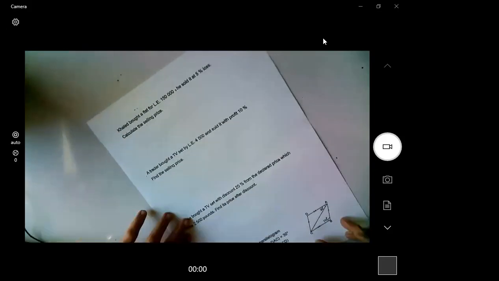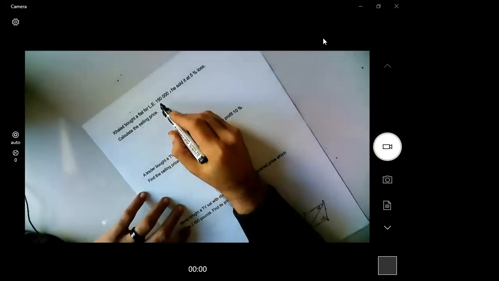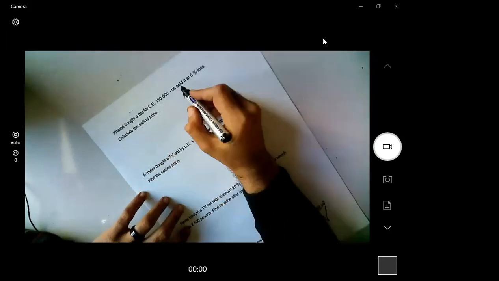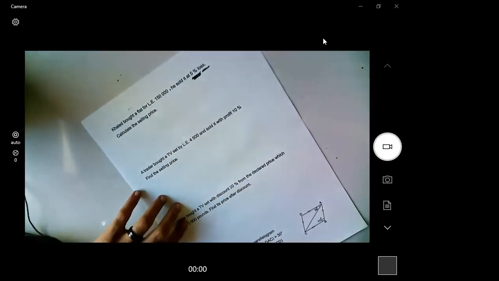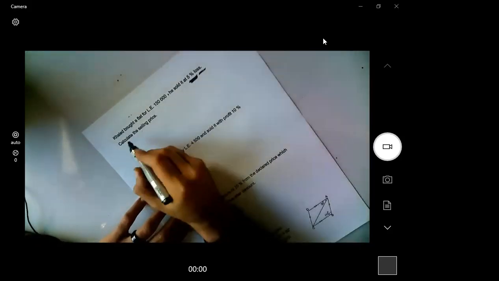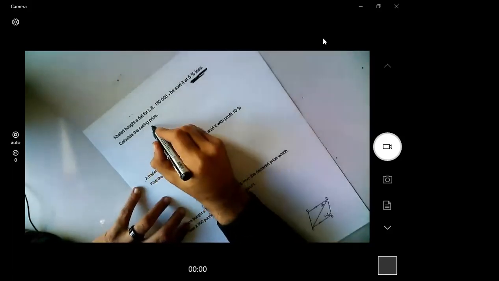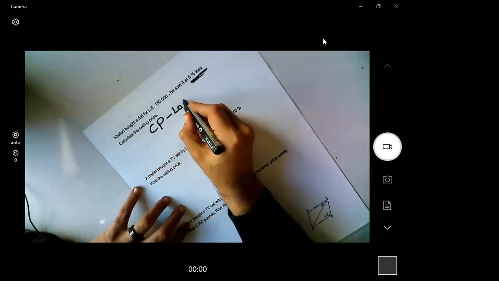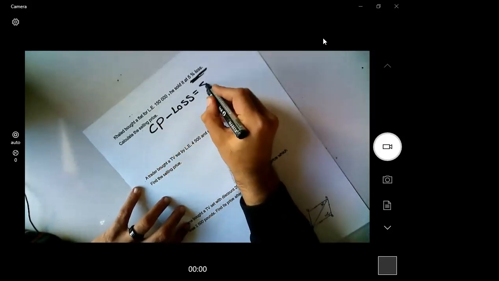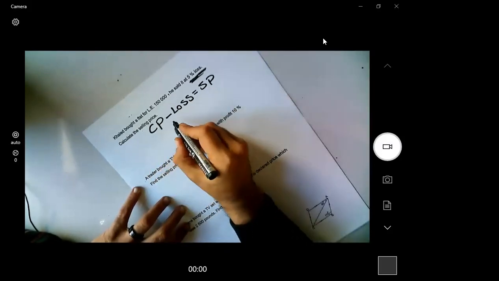Khaled bought a flat for LE 150,000. He sold it at a 5% loss. Calculate the selling price. The loss was 5%, so we put cost price minus loss equals selling price, and we make a line for the percentage and a line for the real numbers.